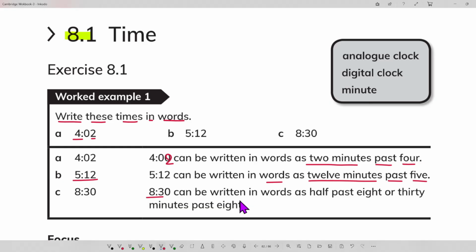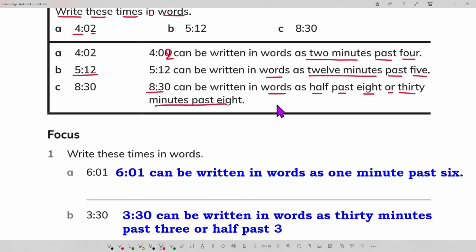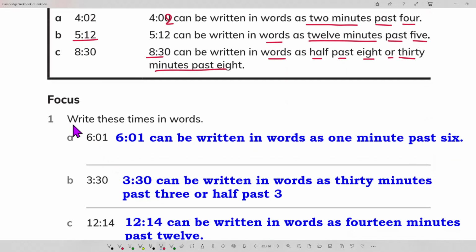Same, 8:30 can be written in words as half past 8 or 30 minutes past 8. It means 30 minutes gone. Now our focus. Write these times in words. 6:01 can be written in words as 1 minute past 6.